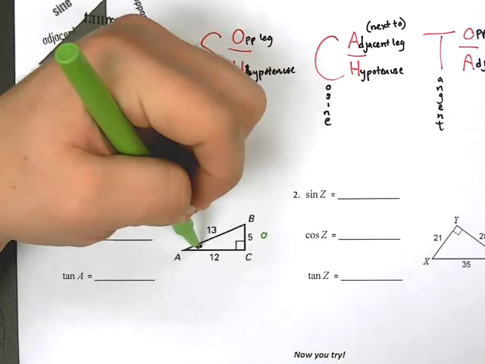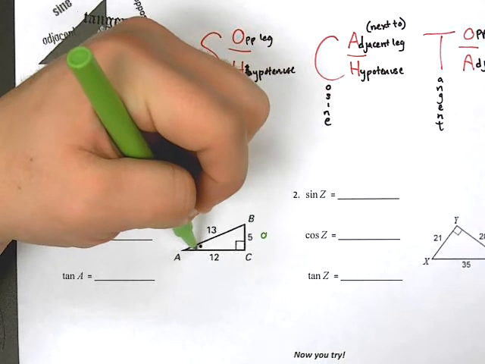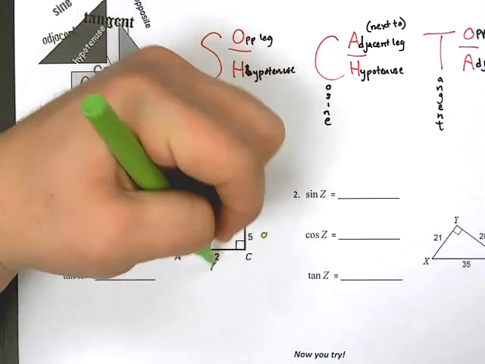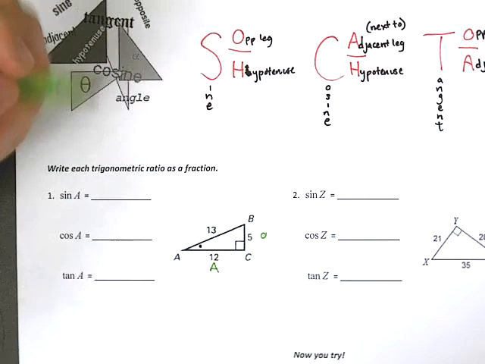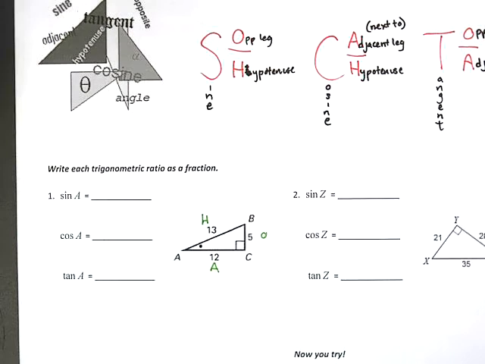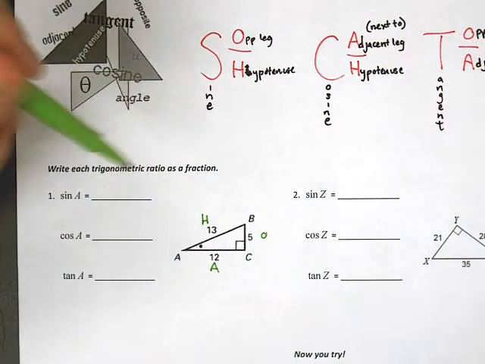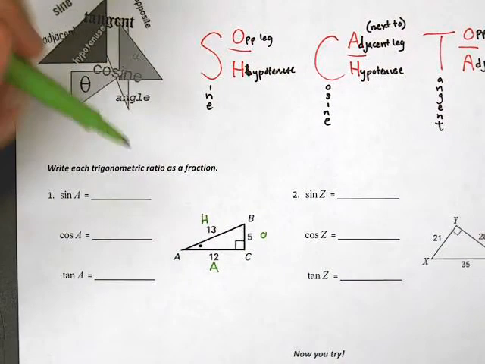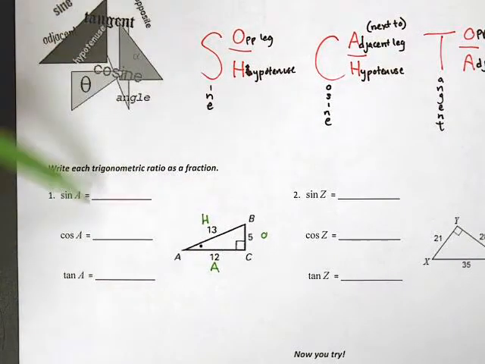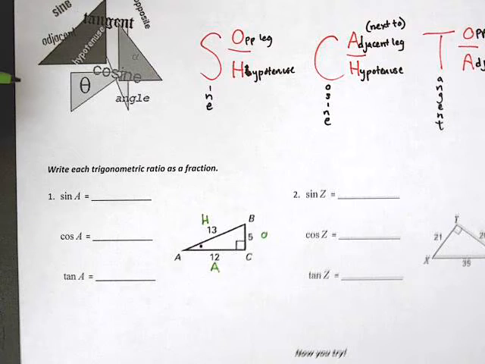A, or adjacent, the leg that's next to it would be this one right here, right? This is the other leg. And then, of course, across from the 90 is my hypotenuse. And this, guys, is something I would strongly encourage you to do all the time. Because now, if I remember my SOH CAH TOA, this fraction setup should be really, really easy.